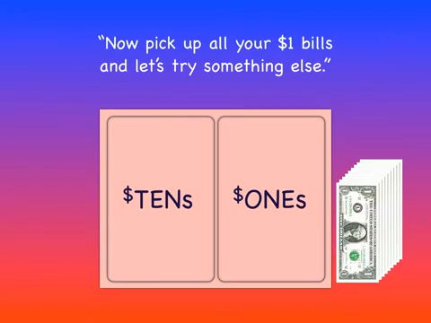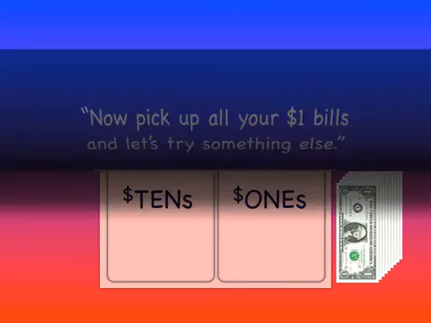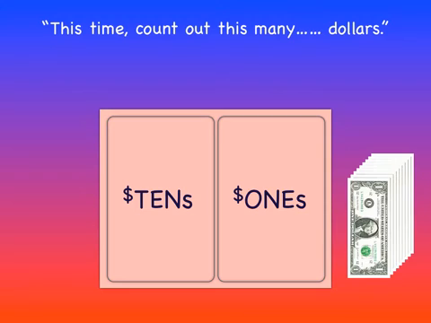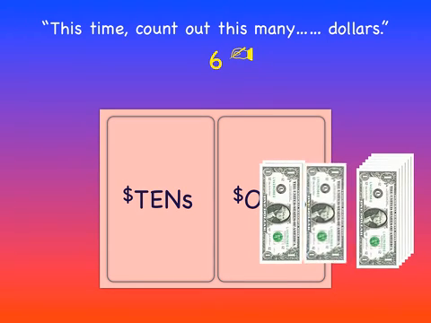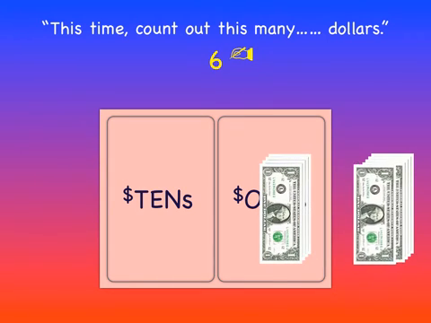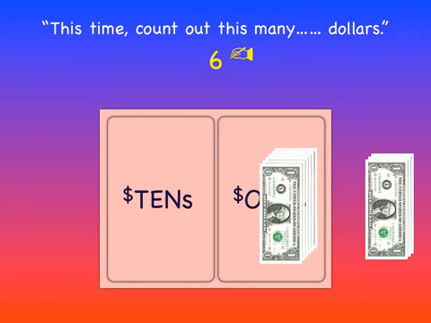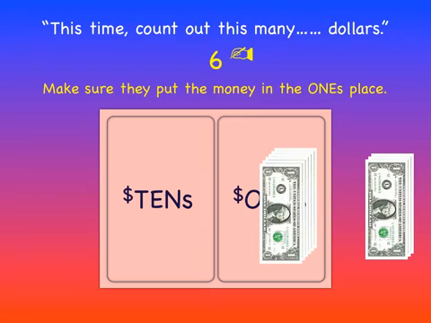"Now, pick up all your $1 bills and let's try something else. This time, count out this many dollars." And you write the number 6. "Count them with me, everybody: 1, 2, 3, 4, 5, 6. Perfect, okay, we did it." And make sure that they put their money in the ones place, not in the tens place. "There's the ones place."